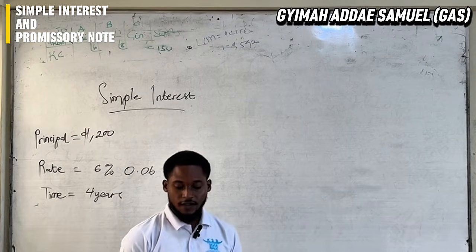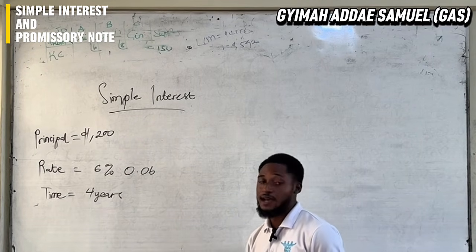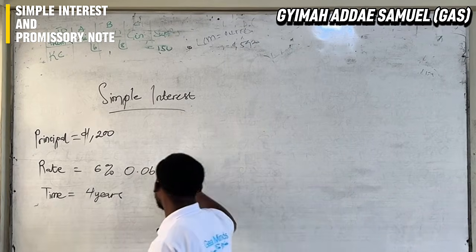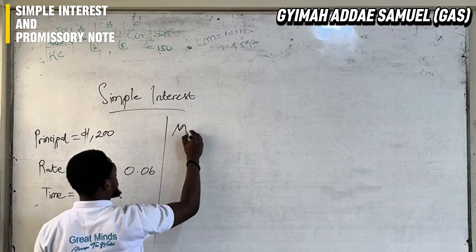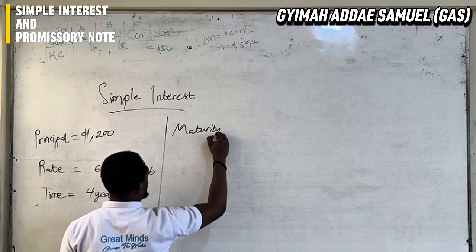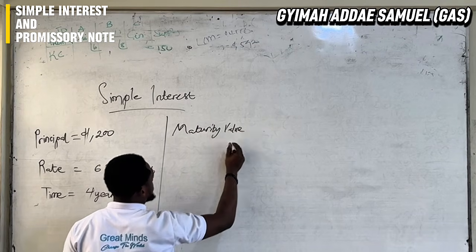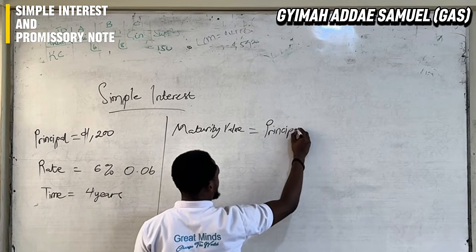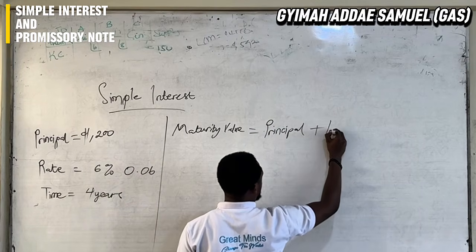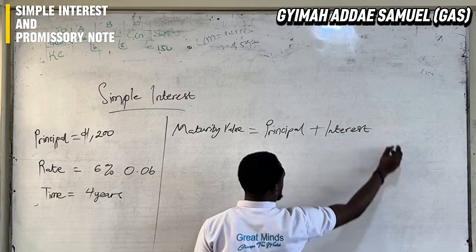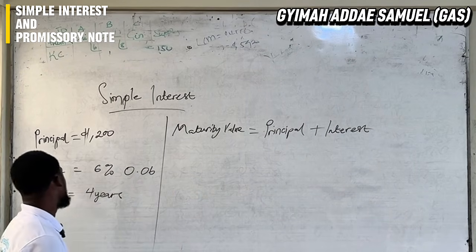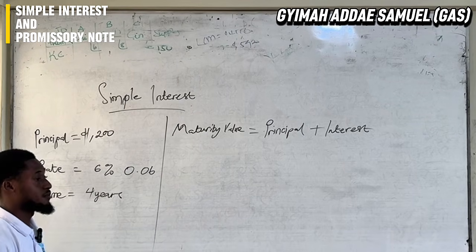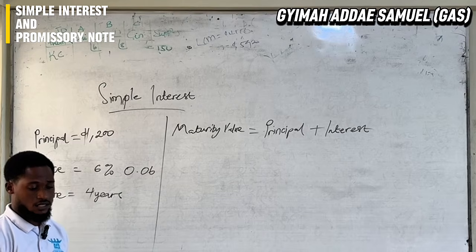Four years. So first of all, this question is asking you to find what? Maturity value. And we know the maturity value formula. Formula is the principal plus interest. So you would first have to compute your interest. After getting your interest, you add it up to your principal, which was already provided in the question.